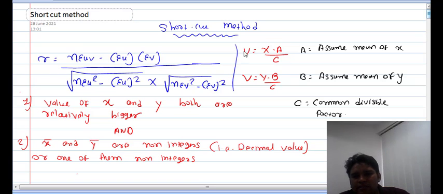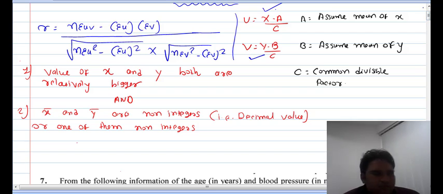Now how do we convert? You can see the formula here, right? u is equal to x minus a upon c, where a stands for assumed mean of x and c stands for common divisible factor. v is equal to y minus b upon c, right, where b is assumed mean of y. It is similar to what we did in the 11th standard, where we solved questions of x bar by shortcut method where we find d, fd square. Do you remember that? We do such kind of calculation in 11th standard. So similar to that we have to calculate here.